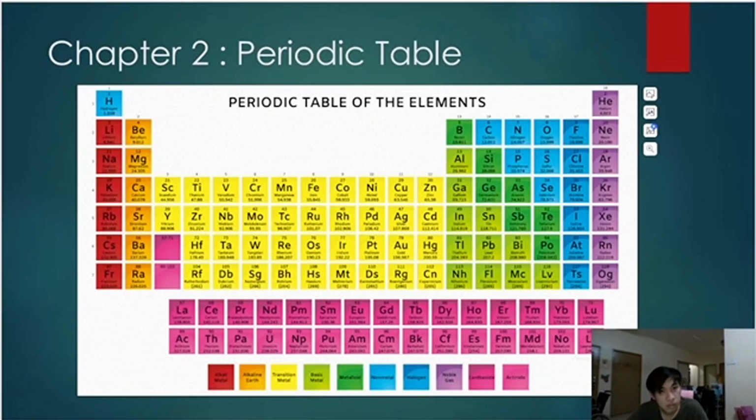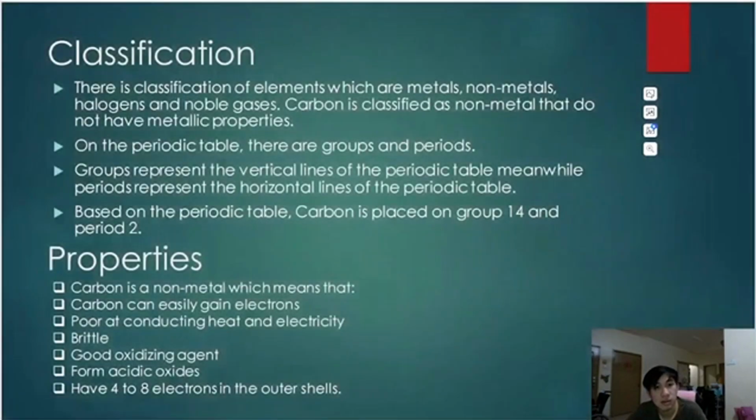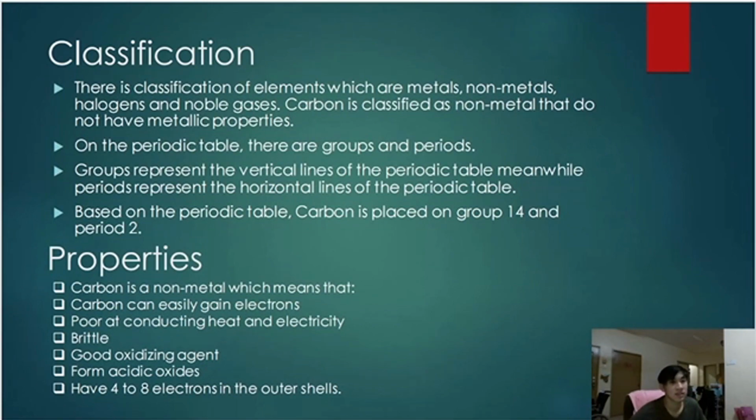This is Chapter 2, which is talking about the periodic table. So in the periodic table, there is classification. Basically, there is a way to identify the elements in the table, where elements are metals, non-metals, halogens, and noble gases, based on where they are in the periodic table. Here, carbon is classified as a non-metal that does not have metallic properties.